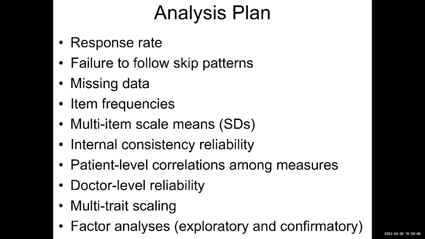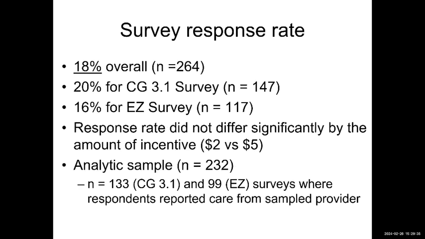Look at some item frequencies to compare the two surveys. Look at scale means and standard deviations for those 4 composites. Internal consistency reliability of the composites, correlations among the composites and the global rating item. It says doctor level reliability here, but it's really provider level reliability, since we don't have only doctors. And a little bit about item scale correlations, which we refer to as multi-trait scaling, and then factor analyses.